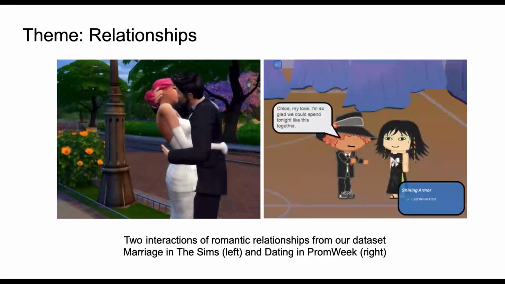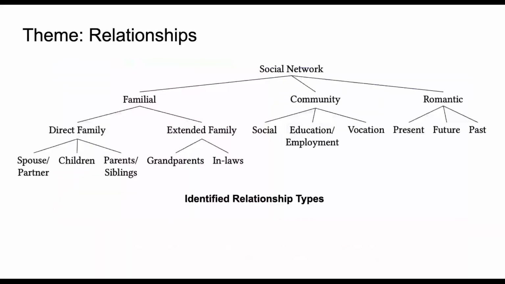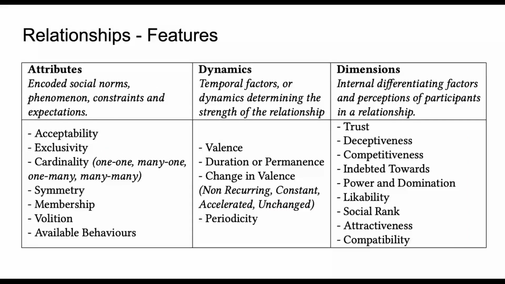Here you see two such relationships and their interactions, a newly married couple kissing and a date proceeding on its way. Aside from romantic relationships, we were able to identify and classify further relationship types commonly simulated in our surveyed projects. Apart from types, relationships were seen to have attributes, which are an encoding of social norms or customs associated with the relationship, dynamics, which are primary and secondary derivatives of the growth and decay of relationships over time, and relationship dimensions such as trust or social rank, representing the individual character's perception of their relationship.